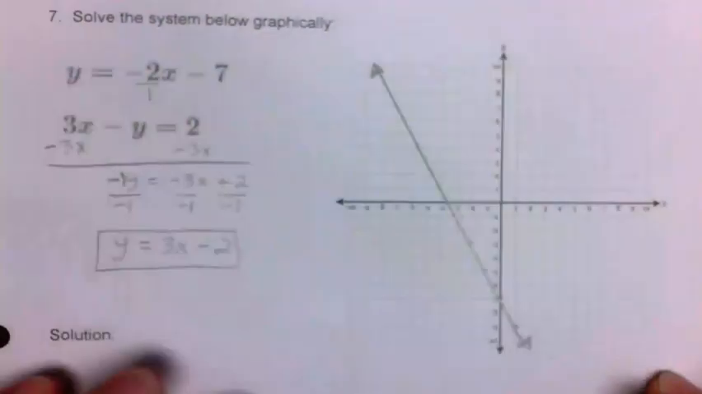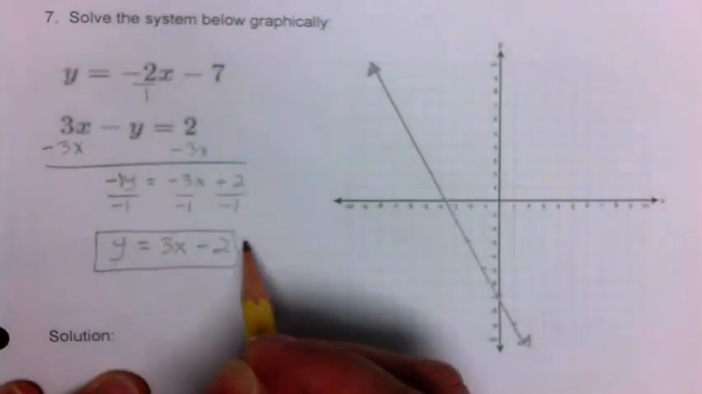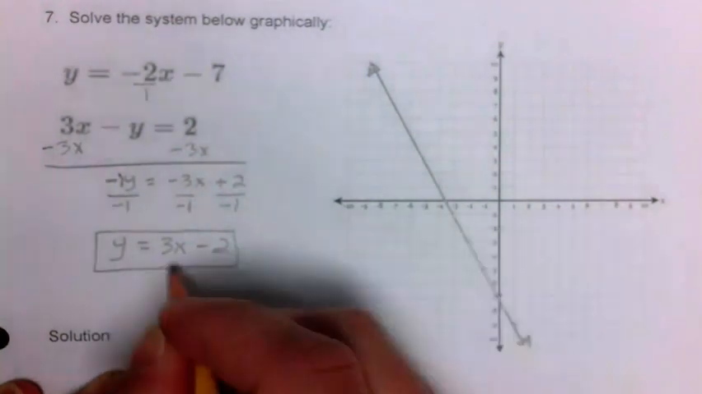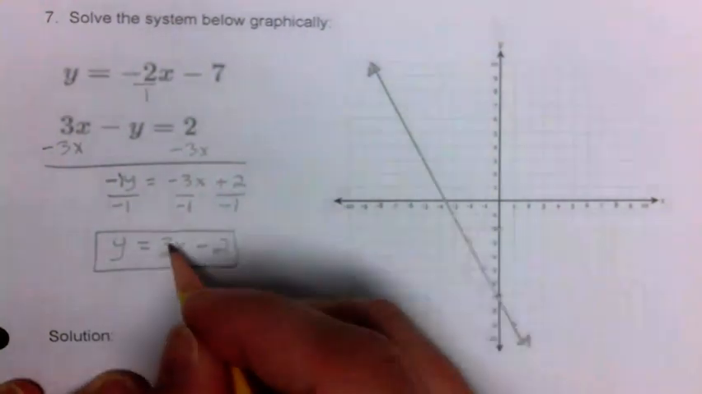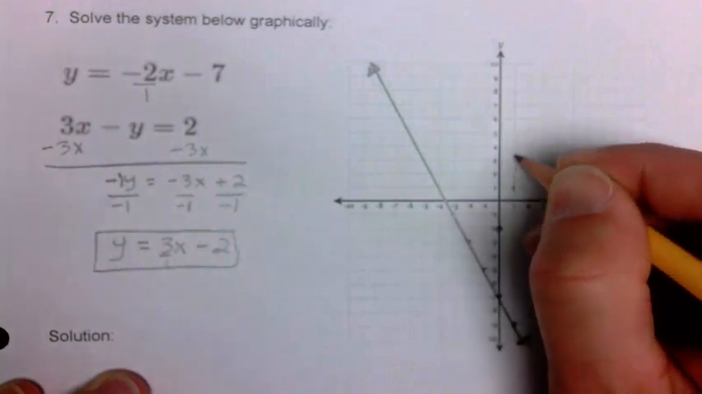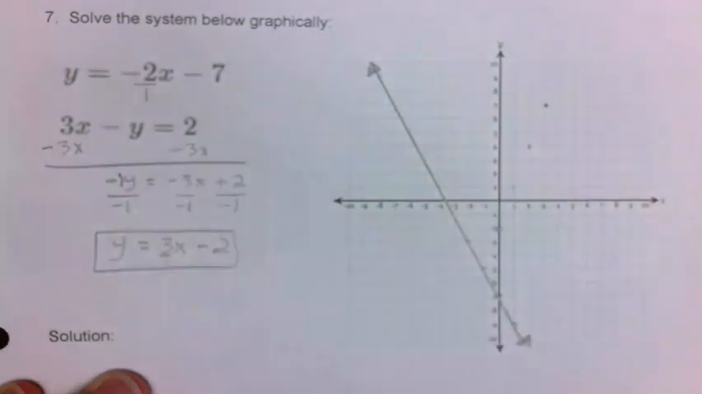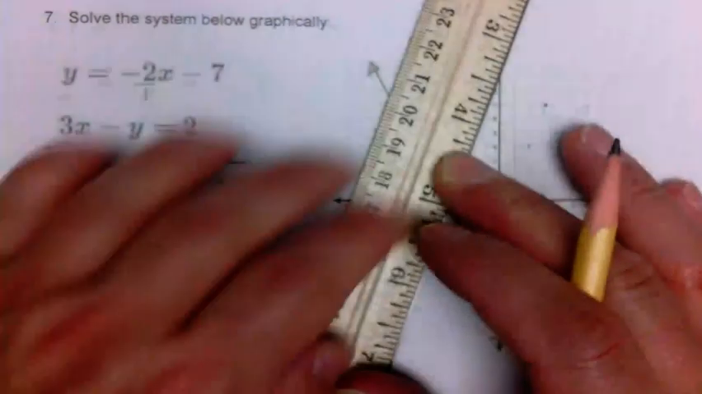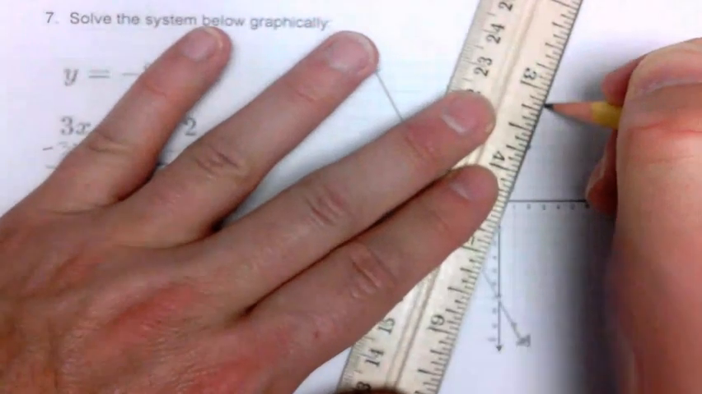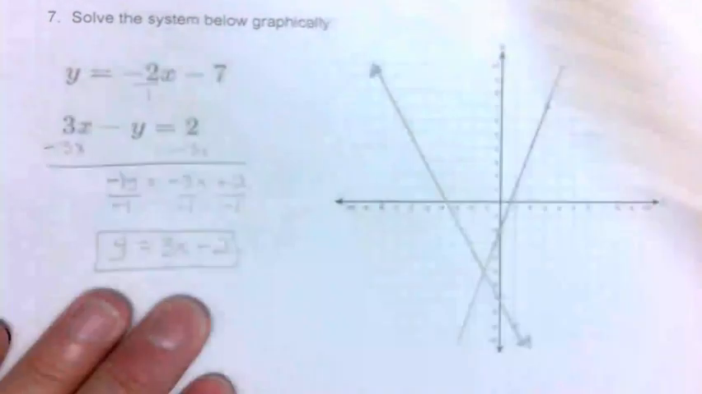Our second line, when written in slope-intercept form, y equals 3x minus 2, we're going to start at 0, negative 2. And then 3 is the same as 3 over 1, so we're going to go up 3, right 1. Up 3, right 1. Up 3, right 1. And now I can connect all of those points. And we get that line right there.